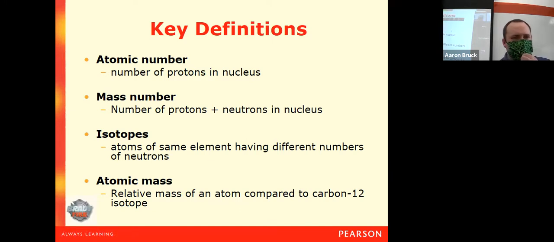Now, there are some key definitions that we do need to be aware of. First of all, the atomic number of any element is equal to the protons in the nucleus. If I'm looking at my periodic table, that atomic number is given to me as the number in the top of that box. So hydrogen number 1, helium number 2, lithium number 3, those are the atomic numbers of those elements. And that tells us the number of protons in that nucleus.